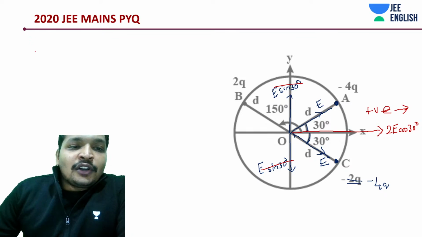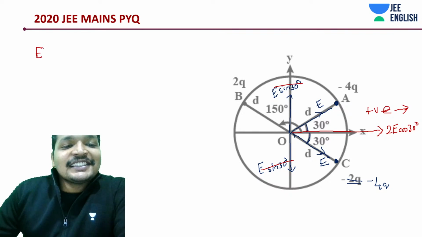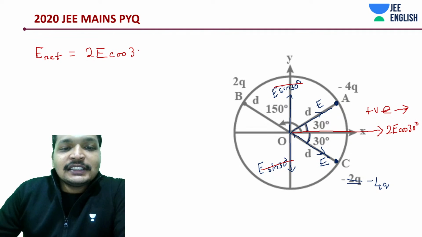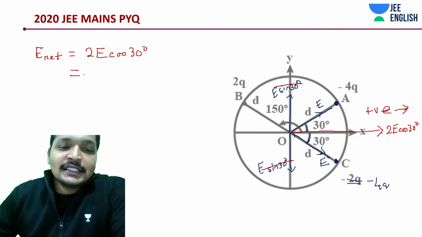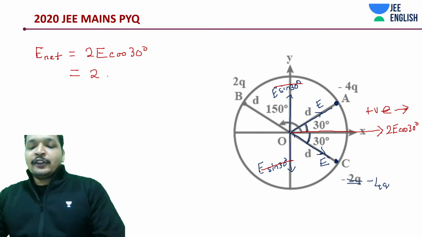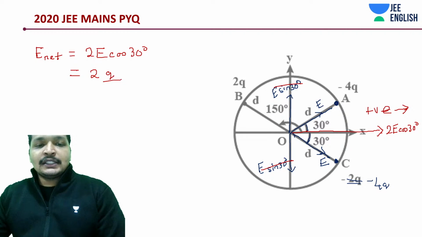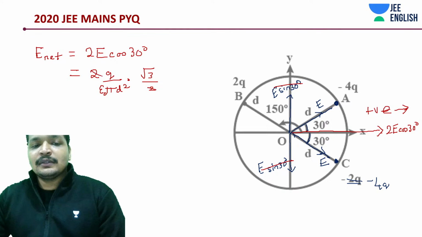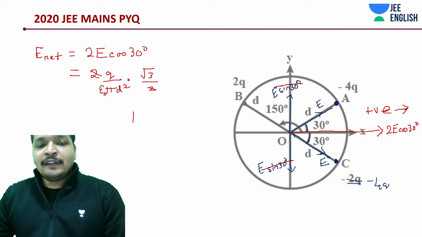Now comes the point. How do we solve this? Basically, we'll say E net is nothing but 2E cos of 30. I think it was the best method according to me. I don't know if there is a better method, but definitely I think an easy one. Substitute the value of E. It's q by 4 pi epsilon naught d square. That's it. Basically what we are doing is just taking cos 30's value and substituting. Just a basic thing. Your net field is going to be, it's basically like a one-line question, guys.